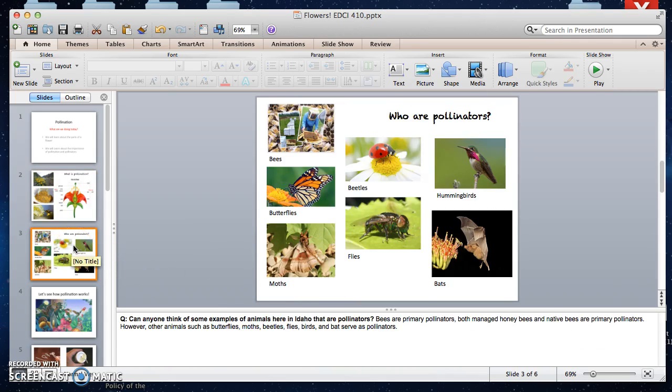So next I would ask, who are pollinators? So I would ask the question, can anyone think of some examples of animals here in Idaho that are pollinators? And answer, or pick people with their hands up, and hopefully they would see these on the screen and be able to answer it.